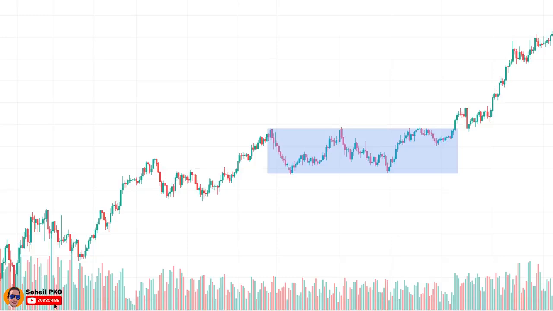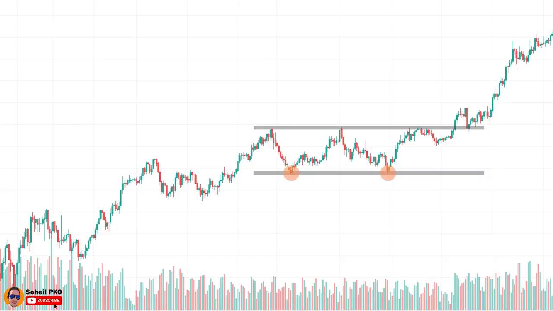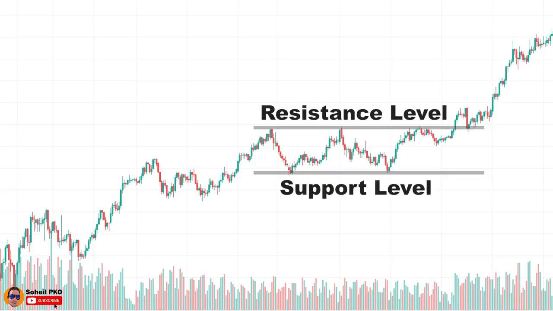At the core of this pattern, we have two parallel lines that make the top and bottom of our rectangle. For drawing any line, we need at least 2 points. So to draw the bottom line, we need at least 2 swing lows, approximately at the same level. And for drawing the top line, we need at least 2 swing highs, approximately at the same level. The top line is actually a resistance level and the bottom line a support level. And please pay attention that they are not necessarily a line and they can be a zone.